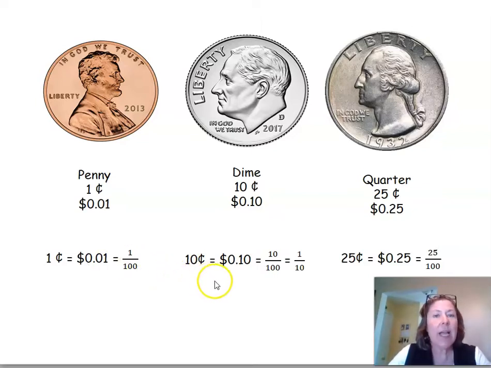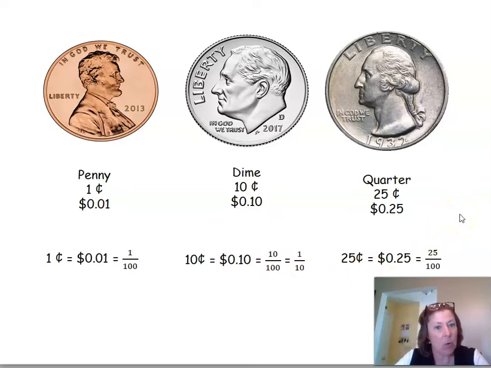If I go to my dime, my 10 cents, which is 0.10, that's 10 hundredths. It's 10 cents out of 100 cents. However, because 10 dimes can make a dollar, it's also equal to saying 1/10 of a dollar. So either 10 hundredths, because the value is 10 cents, or 1/10, because it would be 1 dime out of 10 dimes that make the dollar.